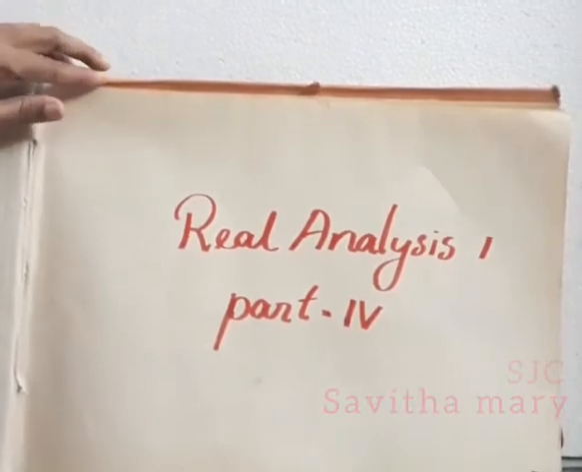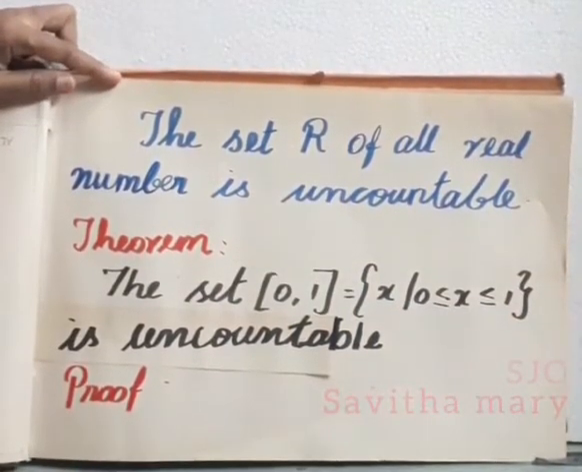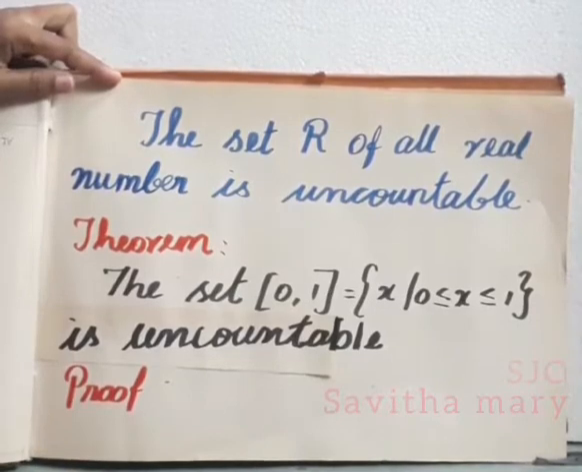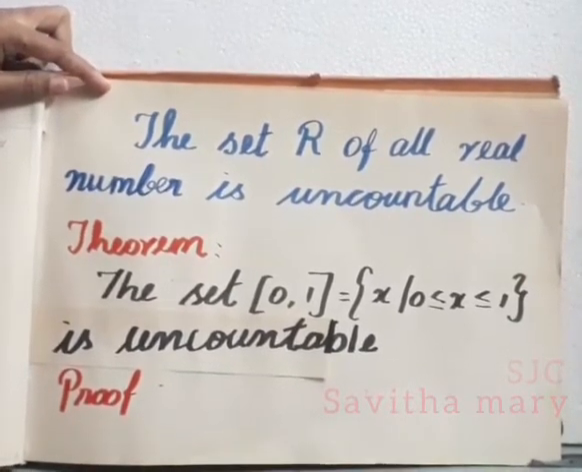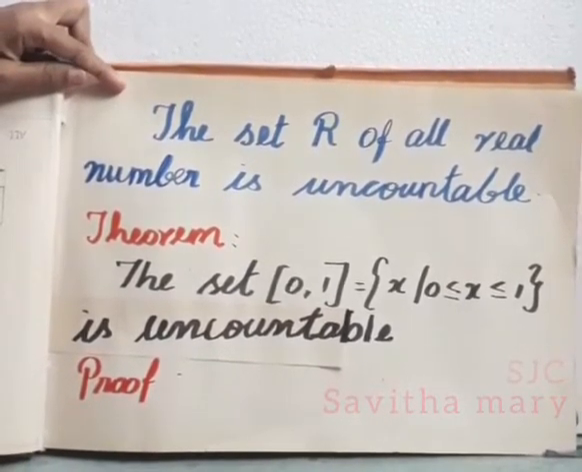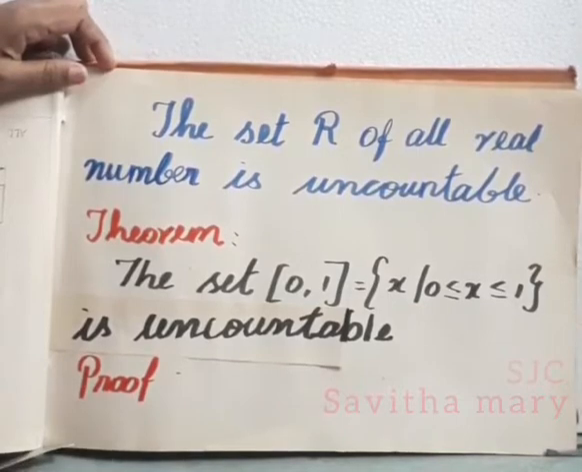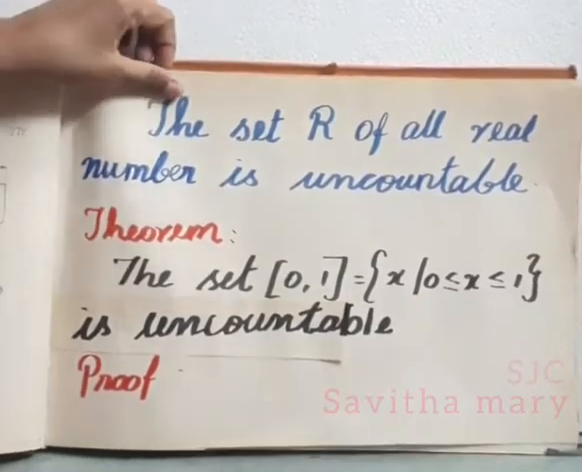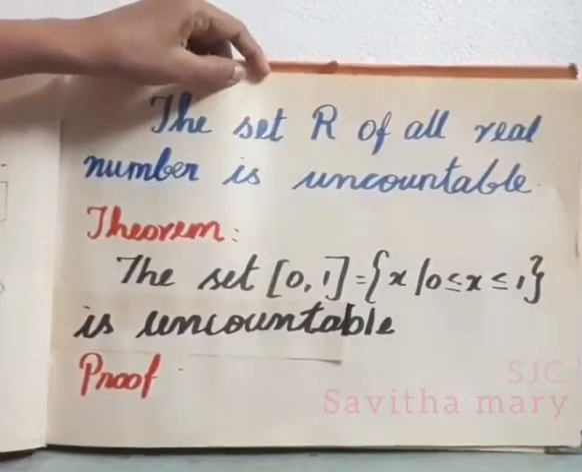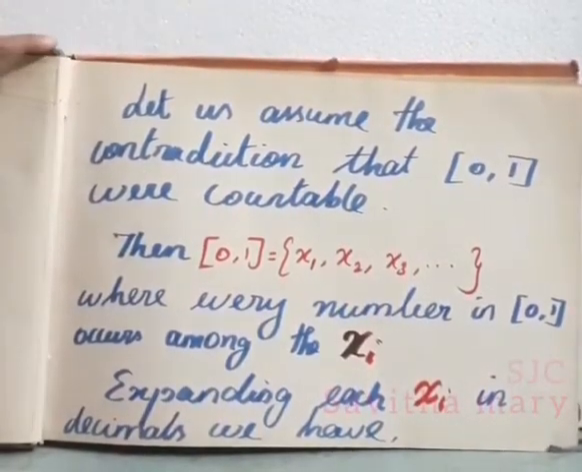In this video, I am going to explain the theorem: the set of all real numbers is uncountable. The set of all real numbers is uncountable. To prove this theorem, it is enough to prove that the unit interval (0, 1) is uncountable. So, proving that the unit interval (0, 1) is uncountable is enough to prove the theorem that the set of all real numbers is uncountable. So, going to the proof for the unit interval.